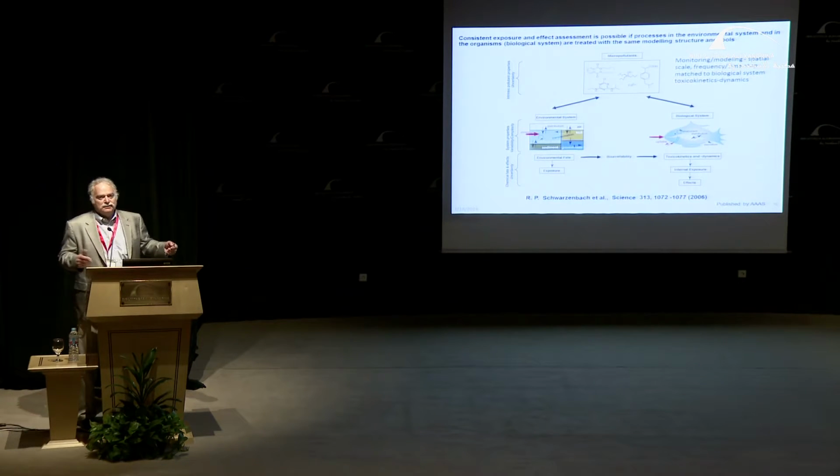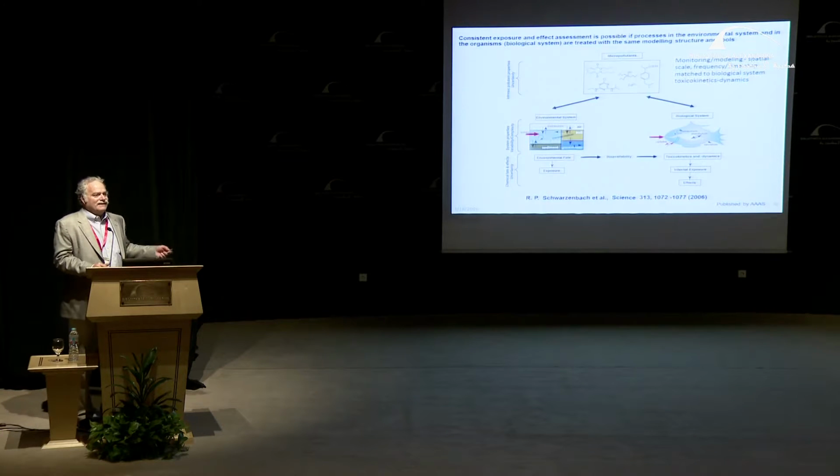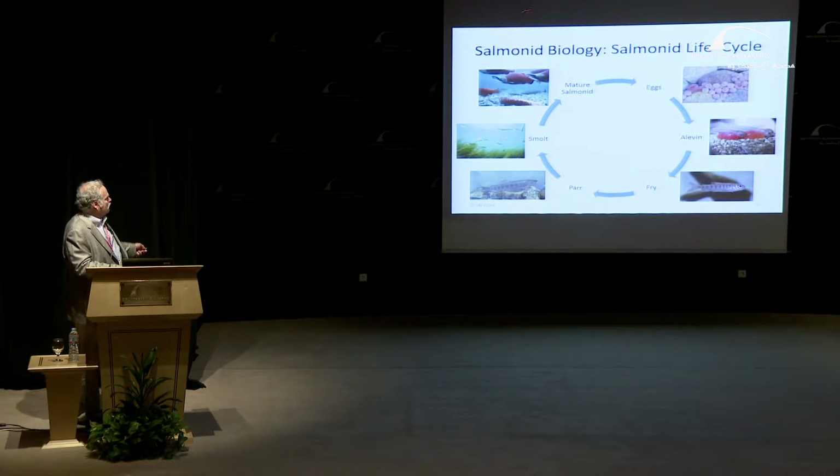And what we really need to do is balance our understanding of the fate of the chemical in the environment with the toxicokinetics and toxicodynamics in the organism. And so do we know on the appropriate time step where the chemicals are in the environment and where the fish are in the environment, where they intersect, and what time step is important? And so if we think about salmon biology, we also have to think about the various life stages. Which of these life stages are more susceptible to chemicals than others?